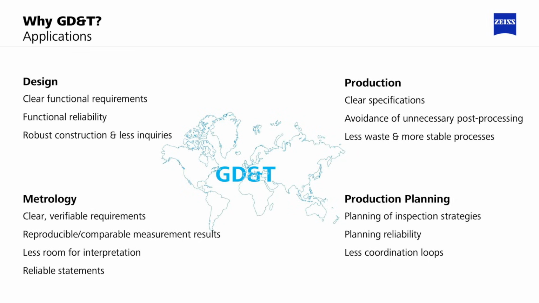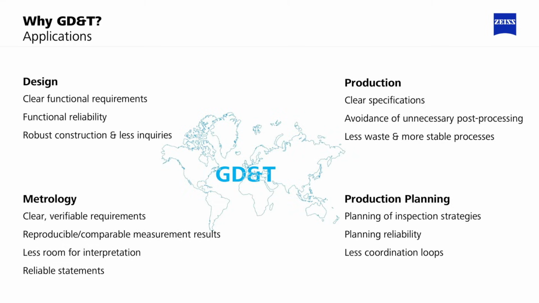Metrology receives clear, verifiable requirements with less room for interpretation, and is thus able to deliver reproducible measurement results. This leads to comparable measurement results and reliable statements, which is incredibly important in metrology. Well, production receives clear specifications, which means that unnecessary post-processing can be avoided. The use of GD&T enormously simplifies the planning of inspection strategies for production planning, and all companies speak the same language.